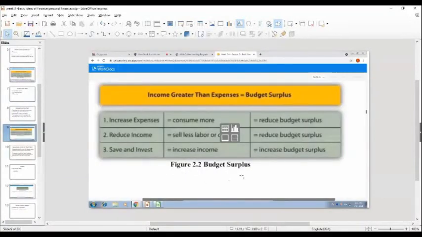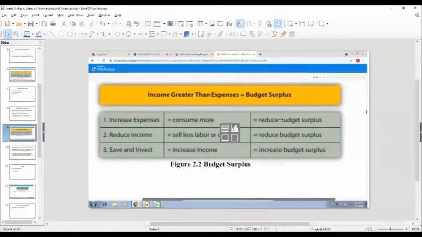So when you have this budget surplus, and there is an increase in expenses and you consume more, what will happen to you? Your budget surplus will be reduced.